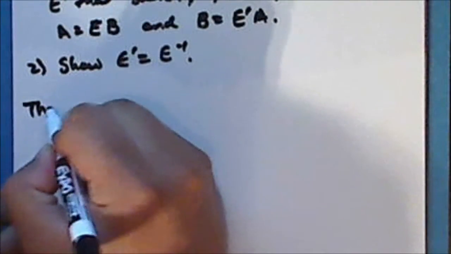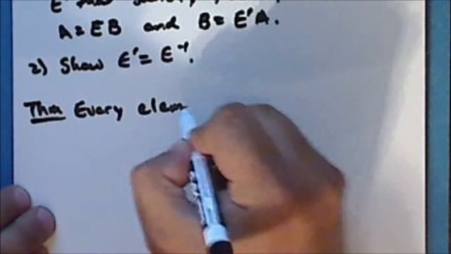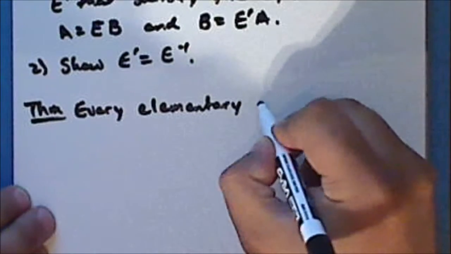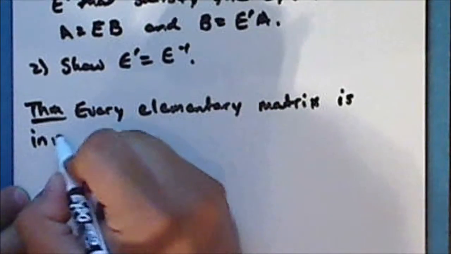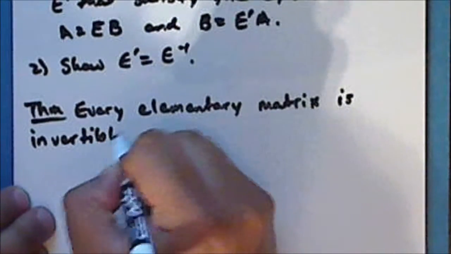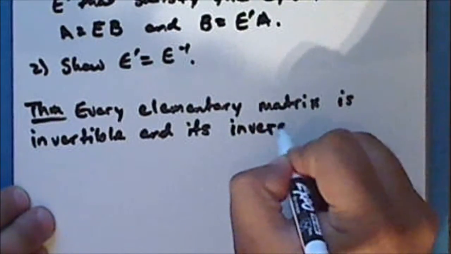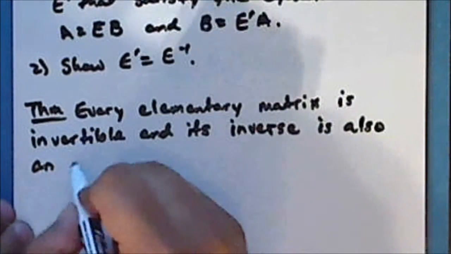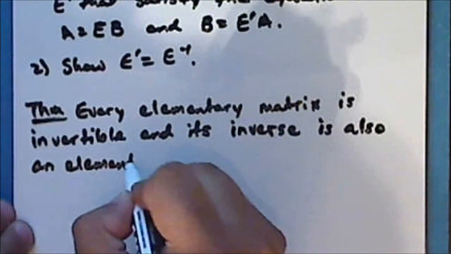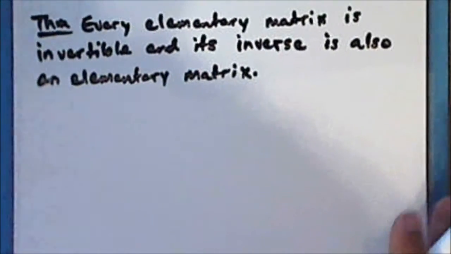So next we'll prove a theorem. Every elementary matrix is invertible and its inverse is also an elementary matrix. So proof.